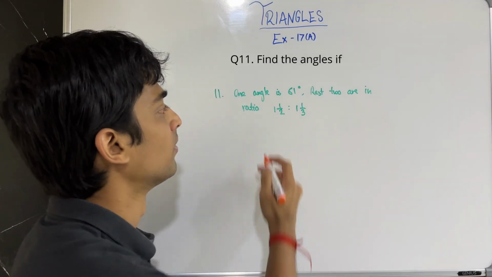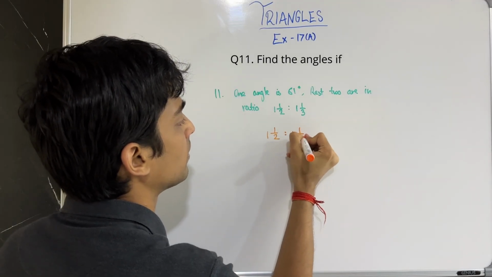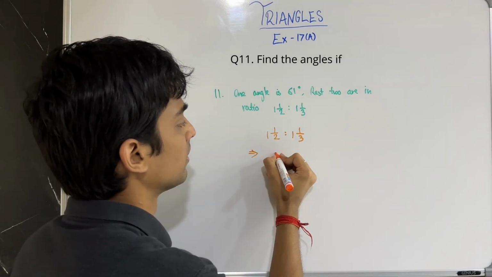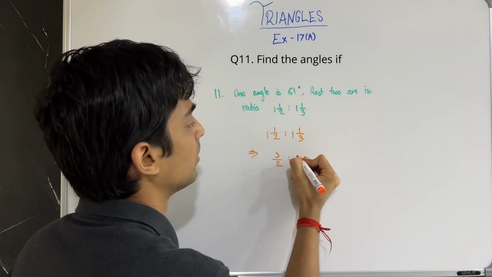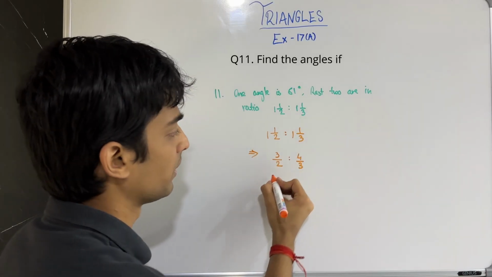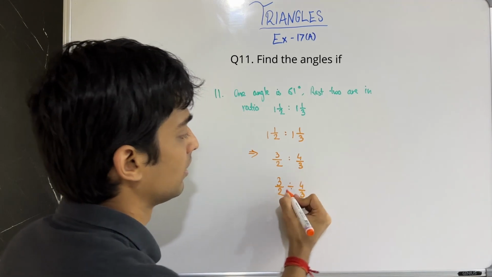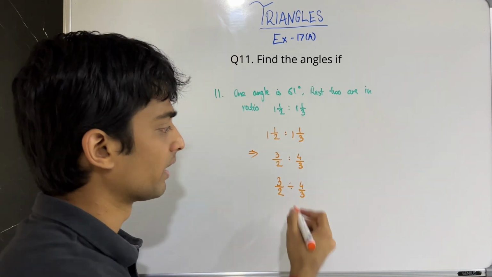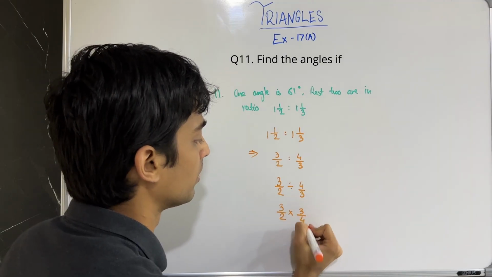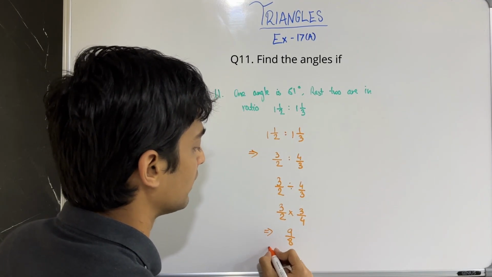So we get in number form. So we can write 1:2, 1:3. Let's write this in mixed to improper fraction. We get 3/2 is to 4/3. Now this we can write as division. So we can write 3/2 divided by 4/3. To make it into multiplication, we will reciprocal this side. 3/2 multiplied by 3/4. So we get 9/8.